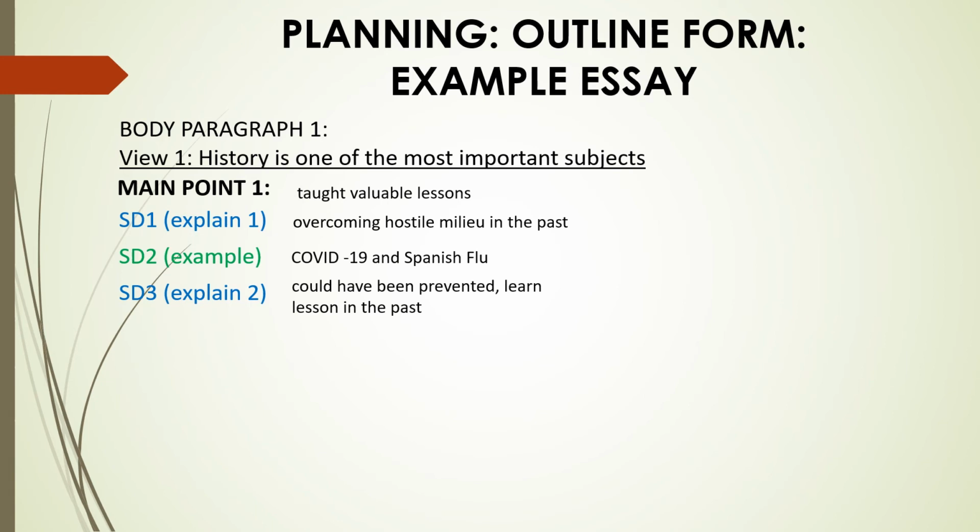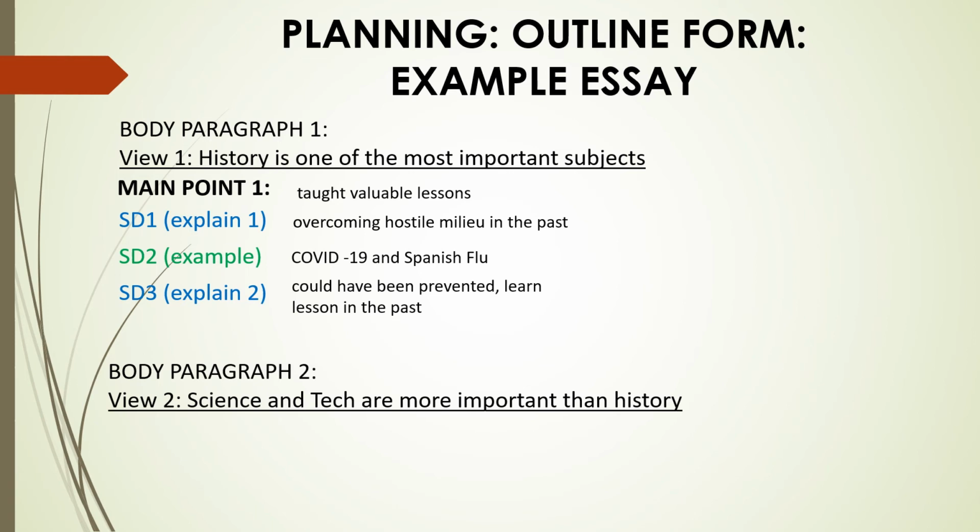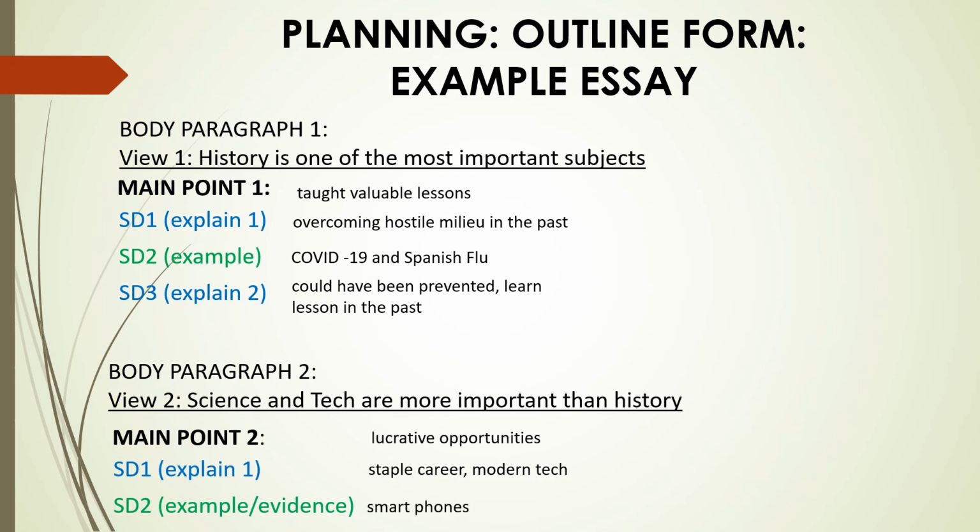Then next we need to explain these reasons. So we have this explain 1. My explain 1 here is overcoming hostile milieu in the past, and then I give an example here, COVID-19 and Spanish flu, and then explain 2 could have been prevented if we had learned the lesson from the past. Now for body paragraph 2, I have to state here the reason why science and technology are more important than history, and my main point 2 here is that studying these subjects creates lucrative opportunities. And I explain this with: yes, technology is a staple career, and this is based on what we have today, the modern technology, and the example here is smartphones.